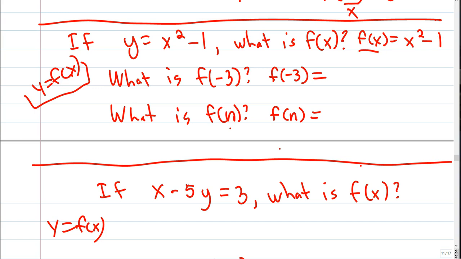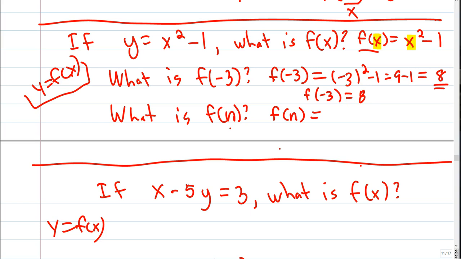What is f of negative 3? F of negative 3 means I go to my function notation and I plug that negative 3 in for x. So negative 3 squared minus 1. How about 9 minus 1? How about 8? So f of negative 3 is 8.